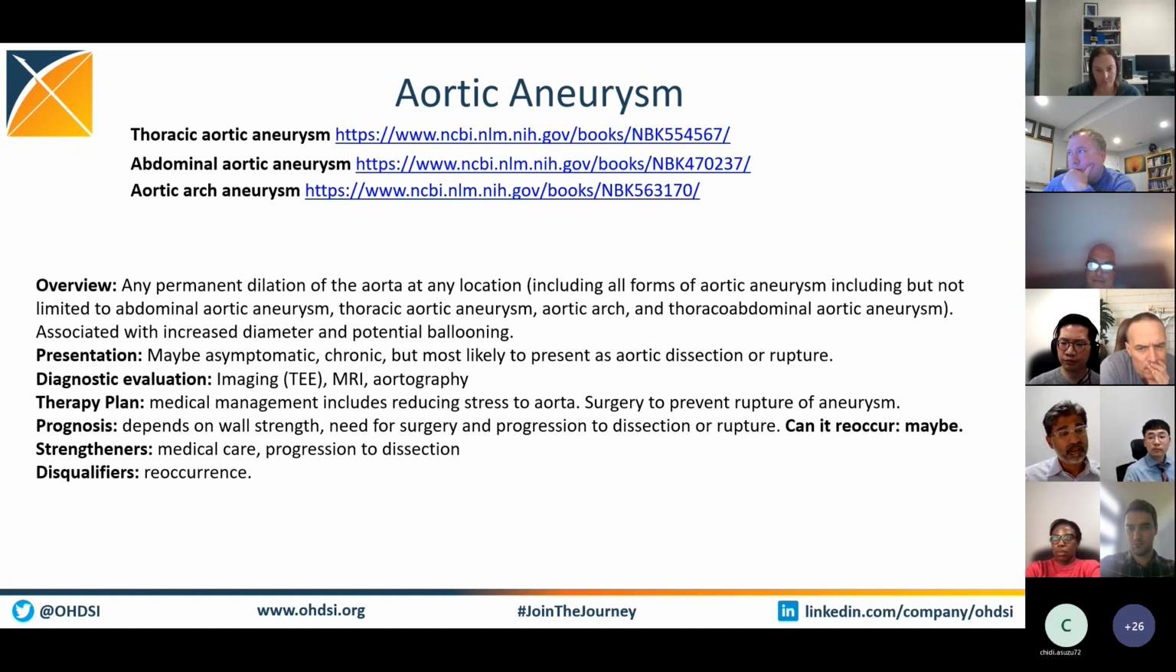Why is this important? This is now building up to your cohort definition because it is justifying your design choices in your cohort definition. If there is a concept ID that says chronic aortic aneurysm, would you include that? The answer to that question is guided by the clinical description. The diagnostic evaluation, therapy plan, prognosis, strengtheners, and disqualifiers are similar to aortic dissection.